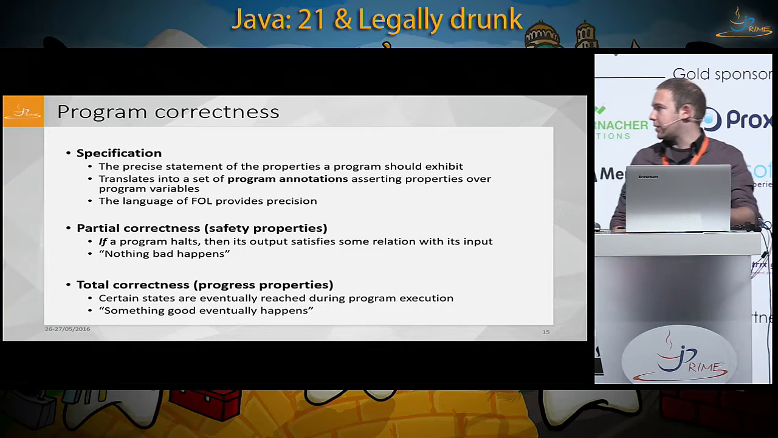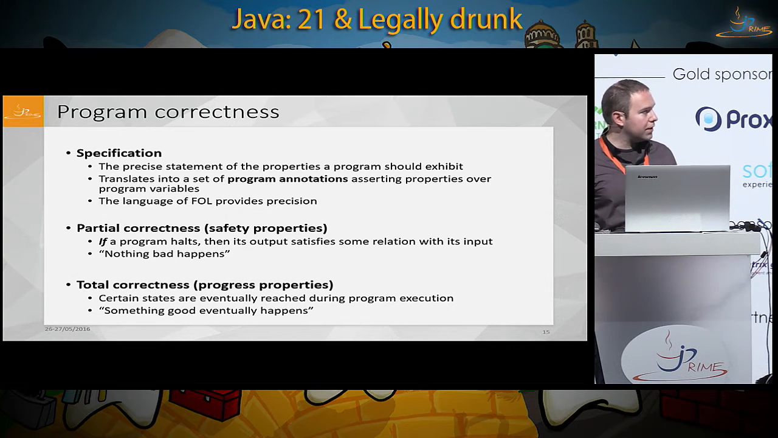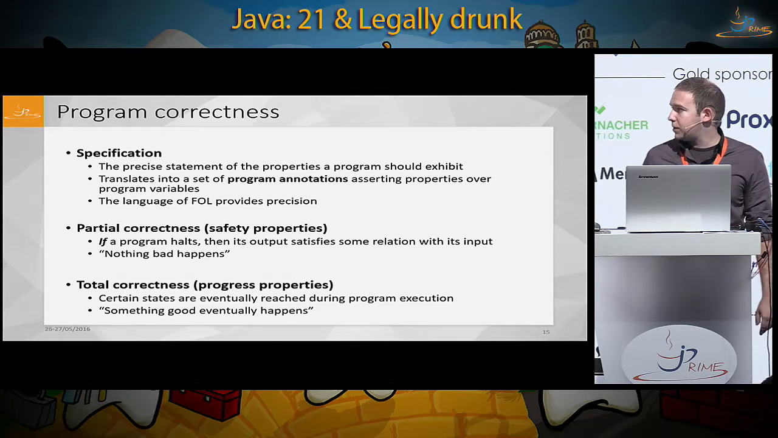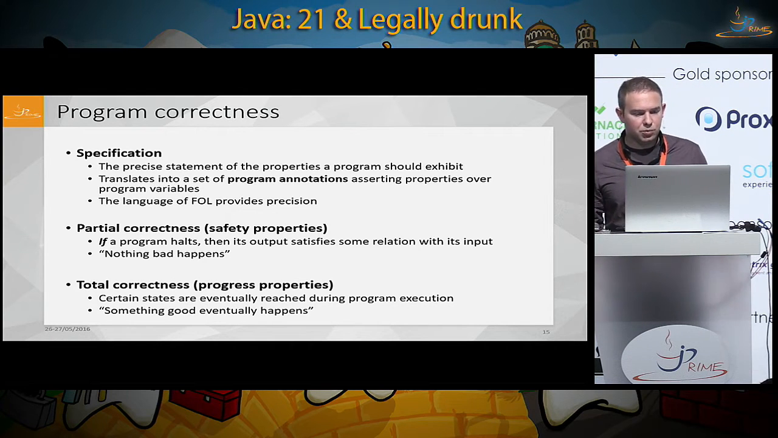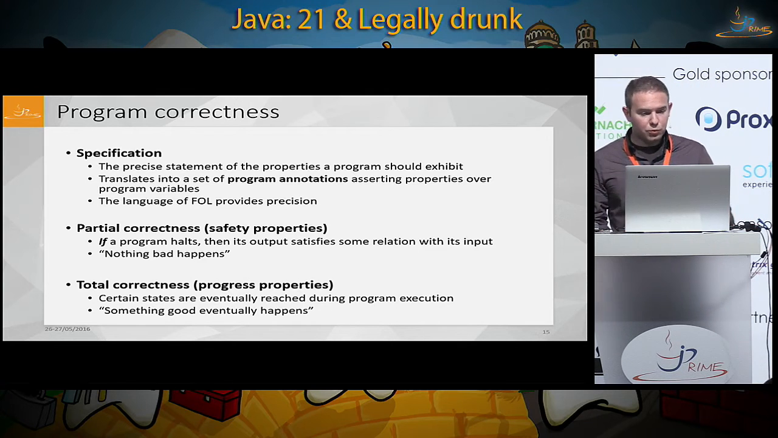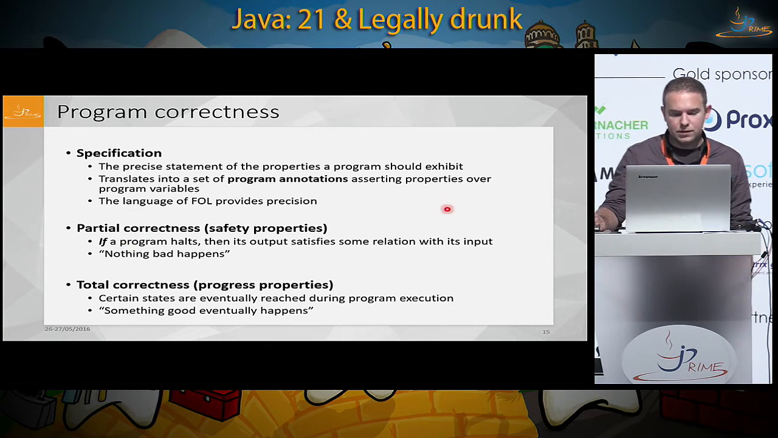So we have two types of correctness. First one is the safety properties. This is partial correctness, which means that if our program terminates, which is not guaranteed, of course, there is a whole bunch of mathematical theories that have to do with this, then it satisfies its specification. So its output has some relation with its input. So nothing bad happens. And there is the other type of correctness, which is total correctness, in which we prove that a program terminates, which is not obvious at all. During this presentation, I'll try to focus on the partial correctness.